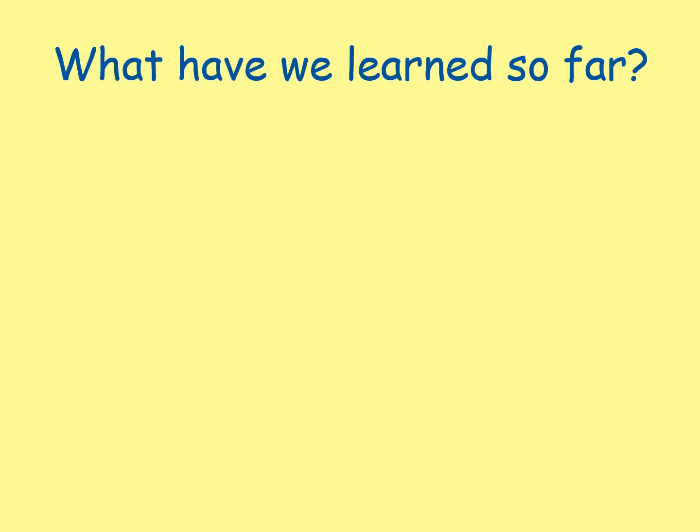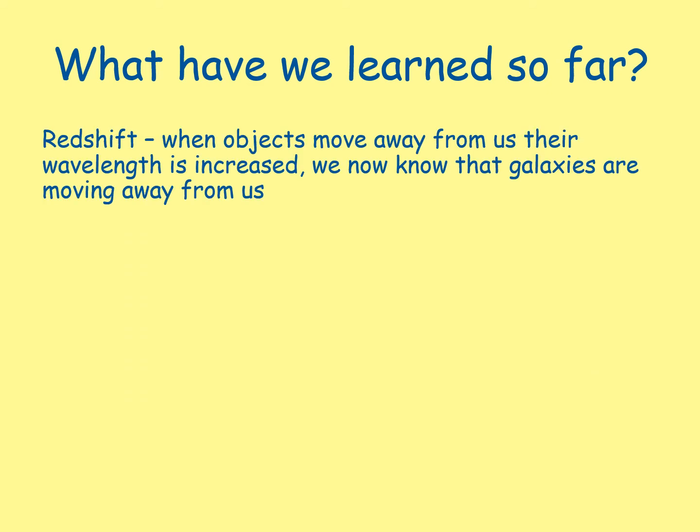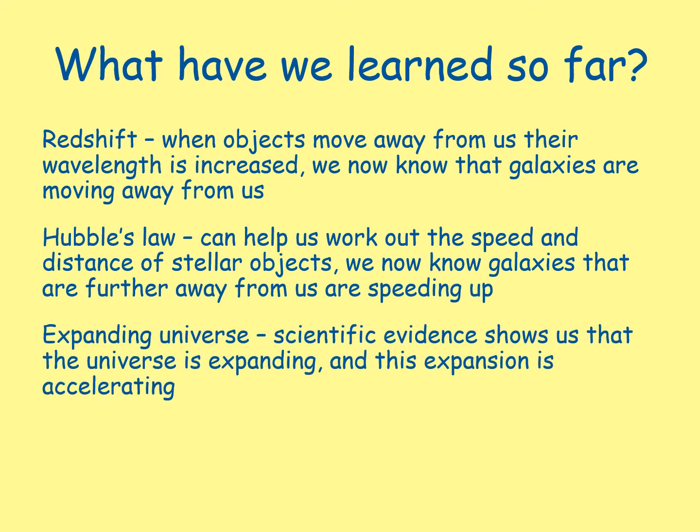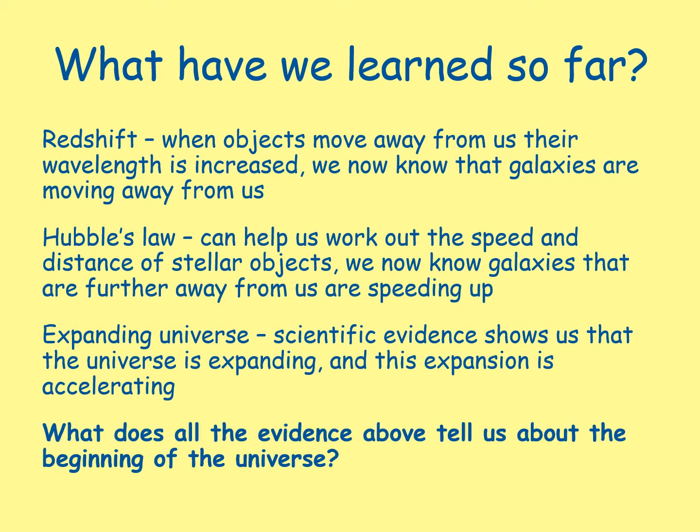So what have we learned so far? Redshift. When objects move away from us, their wavelength is increased. We now know that galaxies are moving away from us. Hubble's law. This can help us work out the speed and distance of stellar objects. We now know galaxies are further away from us, are speeding up. Expanding universe. Scientific evidence shows us that the universe is expanding, and this expansion is accelerating.